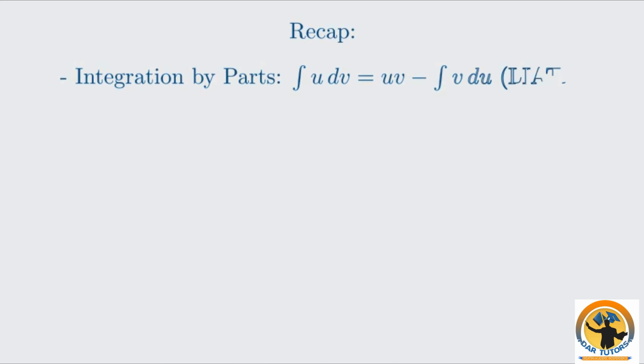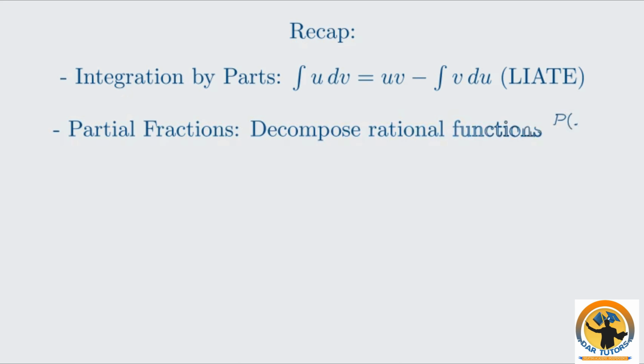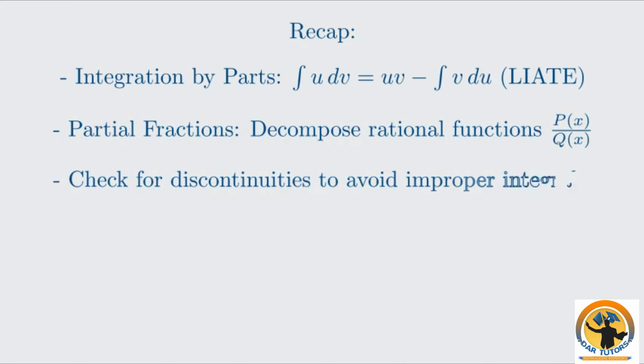Let's recap our advanced integration techniques. We've covered integration by parts and partial fractions. Integration by parts is for products of functions, using the LIATE rule to choose u. Partial fractions is for rational functions, where we decompose the fraction into simpler terms. We also saw the importance of checking for discontinuities to avoid improper integrals. These methods are powerful tools that will allow you to solve a much broader range of integration problems in your IB studies. Here are 5 more practice questions to test your mastery of these advanced techniques. Work through them and then check your solutions.